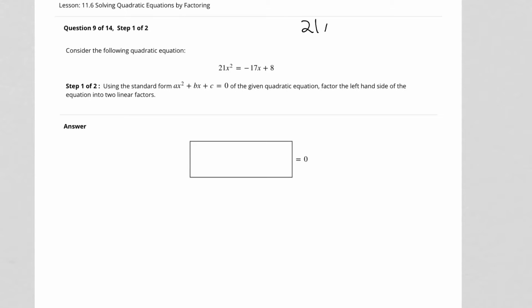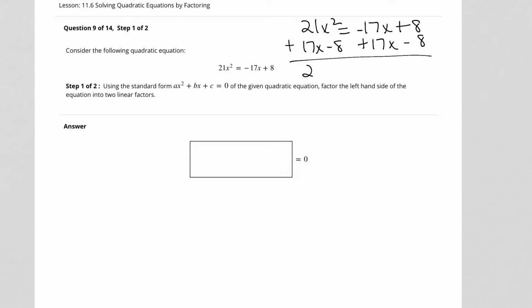First step is to set it equal to 0. 21x squared equals negative 17x plus 8. Means I'm going to add 17x and subtract 8 from both sides. That's going to end up giving us 21x squared plus 17x minus 8 equals 0. This is another one where we're going to have to use the AC method.